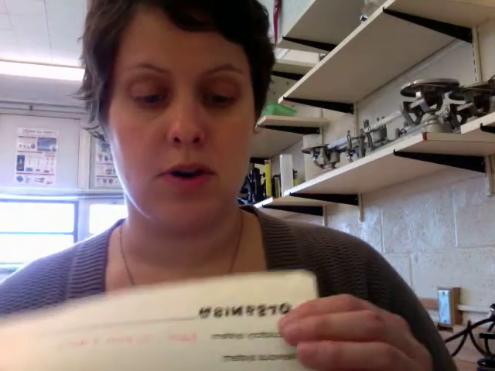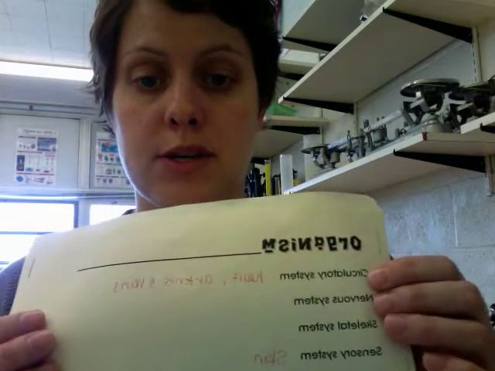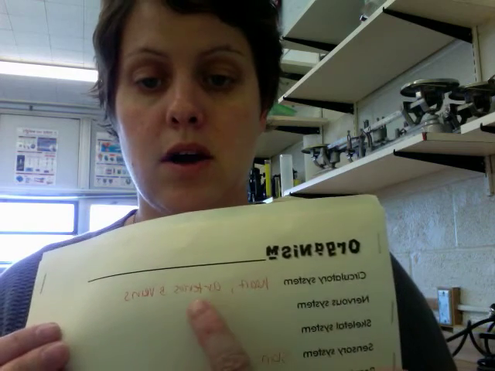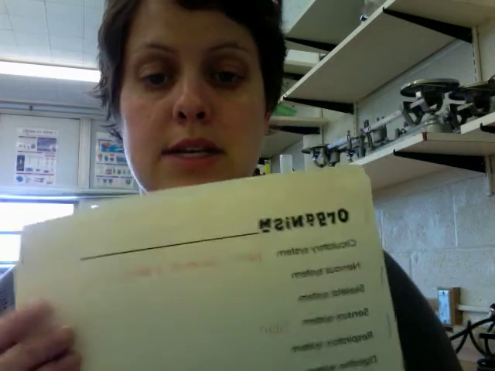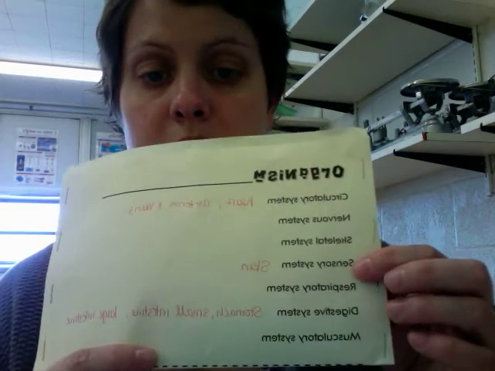They work together to circulate blood around your body. That makes up the circulatory system. So next to the circulatory system, I would write heart, arteries, and veins, because those are the things that make up the circulatory system. And you'll do that. The other two systems you have are the sensory and the digestive systems.